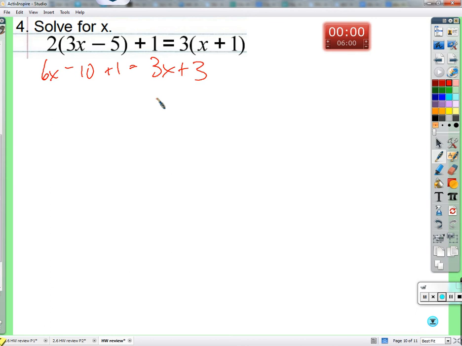I subtracted 3x from 6x. Okay, we're clearing the bags off of this side of the scale. We don't want bags on that side. We just want bags on one side. So take 3 of them off of here. We have 3x on this side. I'm just going to do negative 10 plus 1.